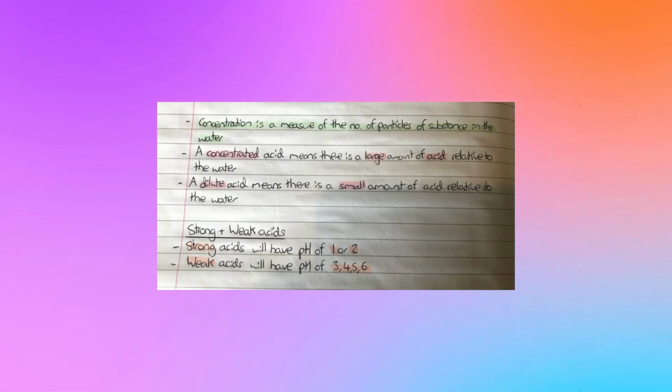Strong acids will have a pH of 1 or 2. Weak acids will have a pH of 3, 4, 5 or 6. Remember, they're all before 7 because they're acidic.